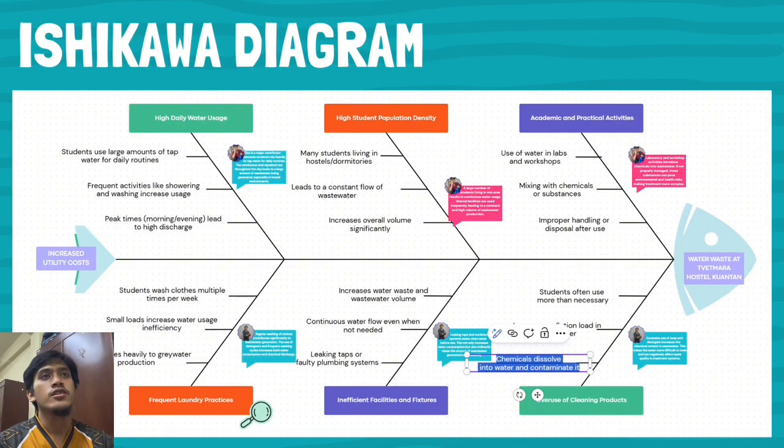And finally, the sixth cause is overuse of cleaning products. Students often use more detergent or cleaning product than necessary. This increases pollution loads in wastewater. Chemicals dissolve into the water and contaminate it. Overall, the Ishikawa diagram helps us clearly visualize that water wastage is caused not by a single factor, but by a combination of behavioral, technical, and management issues.